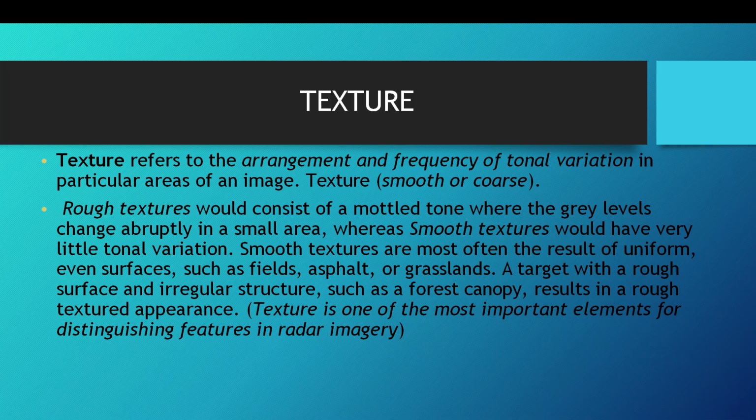Then the concept of texture in imagery. Texture refers to the arrangement and frequency of tonal variation in specific areas of an image. It can be described as smooth or coarse. Rough textures appear mottled with abrupt changes in gray levels across small areas. This is common in irregular surfaces like forest canopies. Smooth textures show minimal tonal variation, often seen in uniform surfaces such as fields, asphalt, or grassland. Texture is especially important for distinguishing features in radar imagery. In short, texture helps identify the surface characteristics of objects by examining their tonal pattern.